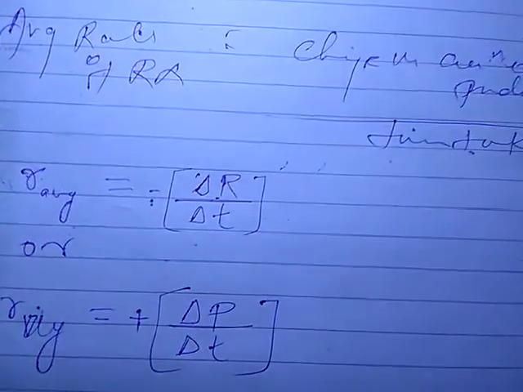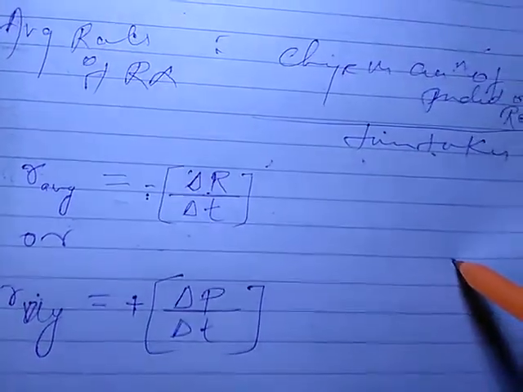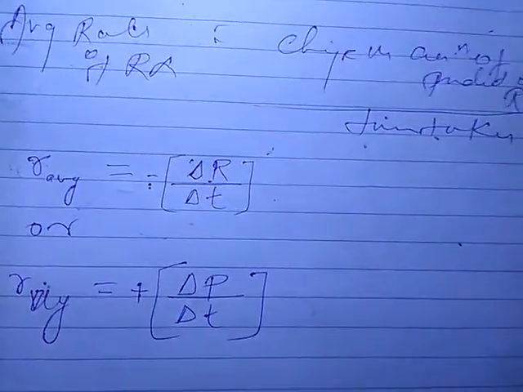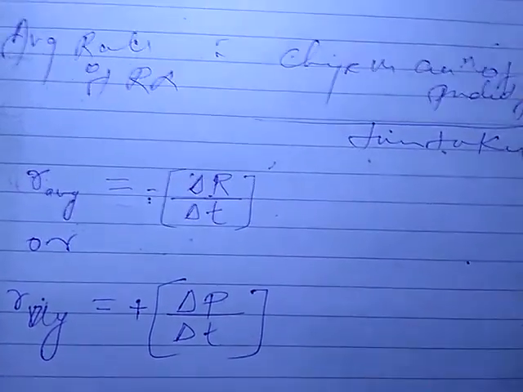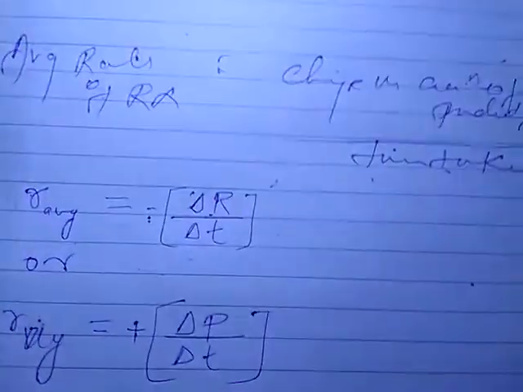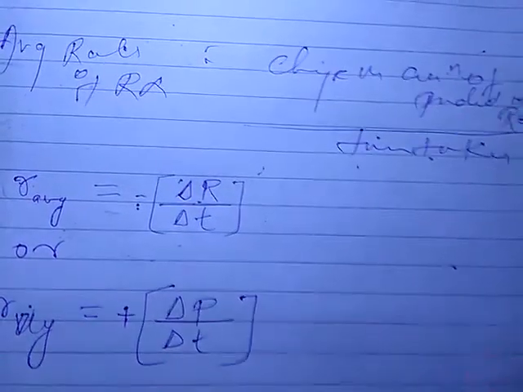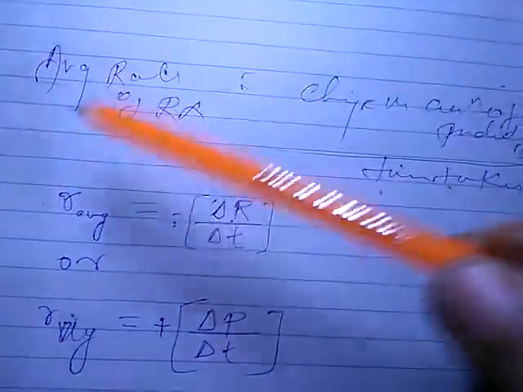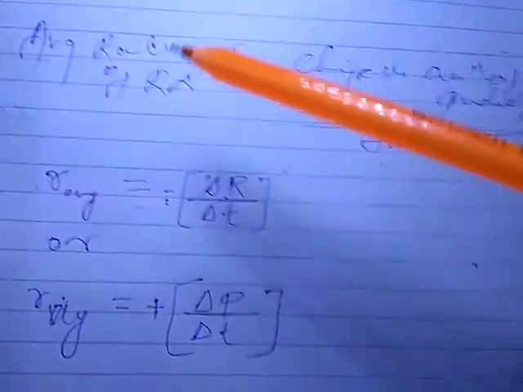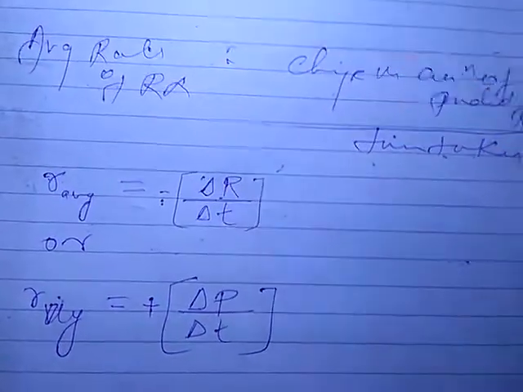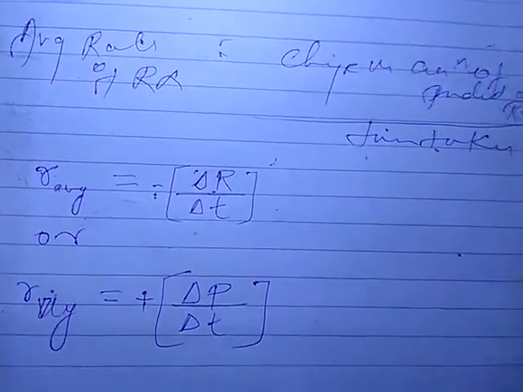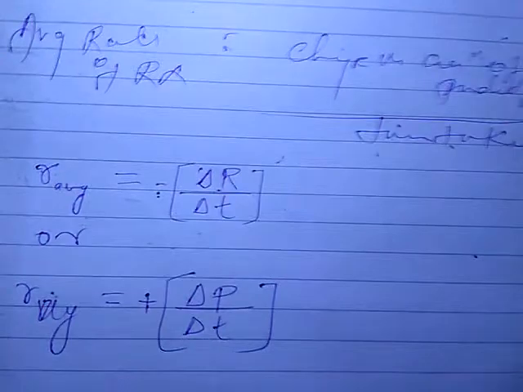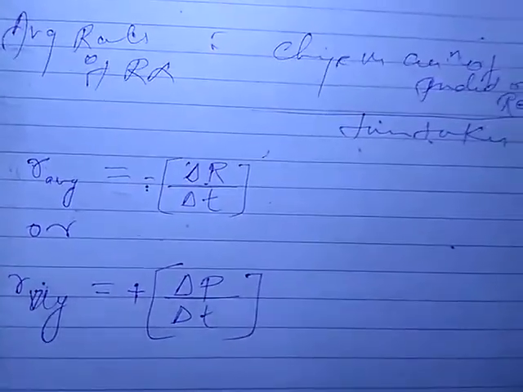But if we want to calculate the rate of the reaction at a particular instant, we are not taking a duration. We want to calculate at t equals 3 seconds, at an exact point of time. Then this average rate of reaction would not work. Then we need to calculate the instantaneous rate of reaction. So let's see what this instantaneous rate of reaction is.